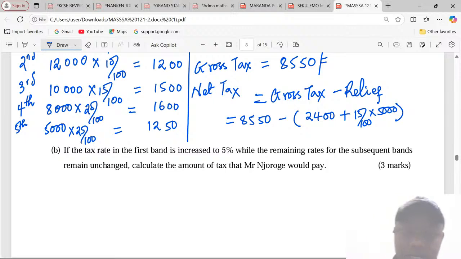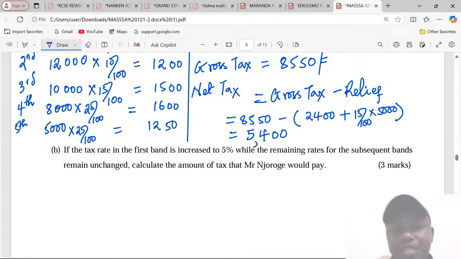Let me work out the 15% of 5,000. This is equivalent to 750. We add 2,400. We get 3,150. So 8,550 minus 3,150, and this will be 5,400. So the net tax paid by this gentleman is 5,400.